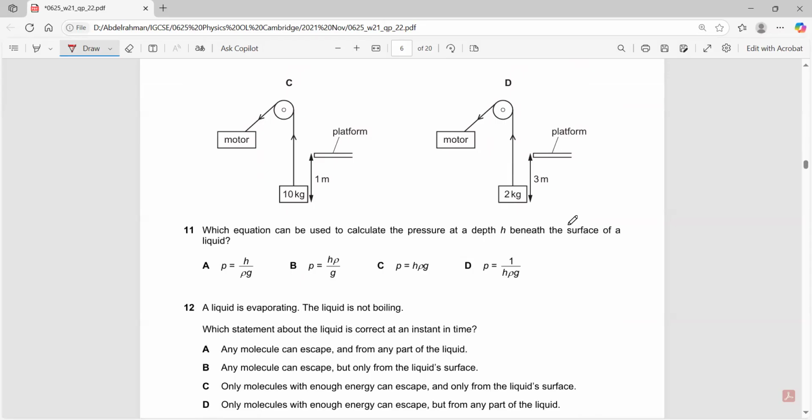Which equation can be used to calculate the pressure beneath the surface? Pressure equals rho g h, or h rho g, whatever. It doesn't really matter, does it?